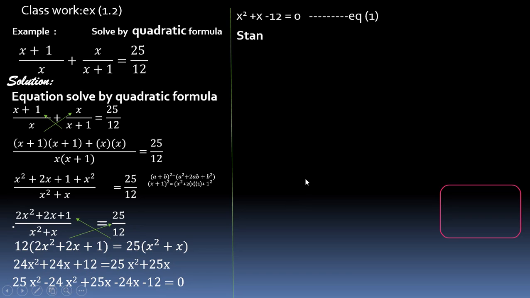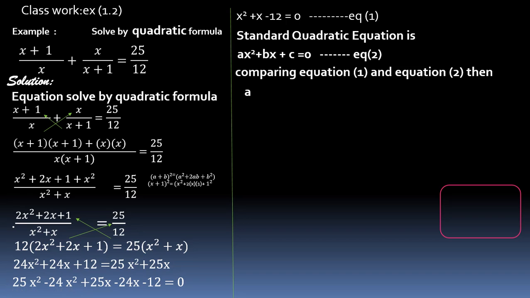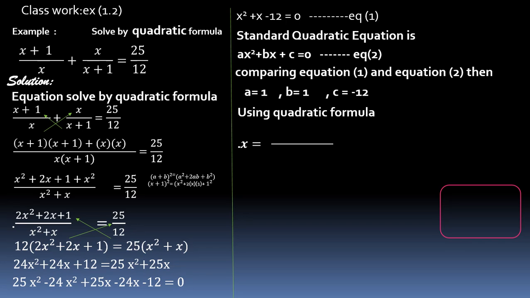So we get x² + x - 12 = 0, since 25 minus 24 is 1 and 25x minus 24x is x. This is equation number 1, the standard quadratic equation. Comparing equations 1 and 2, a = 1, b = 1, c = -12. Using the quadratic formula, x = (-b ± √(b² - 4ac)) / 2a.